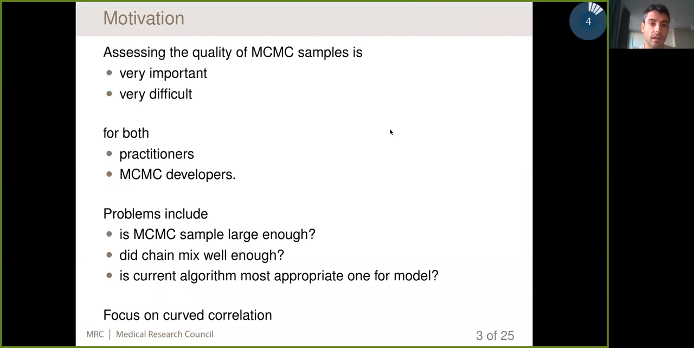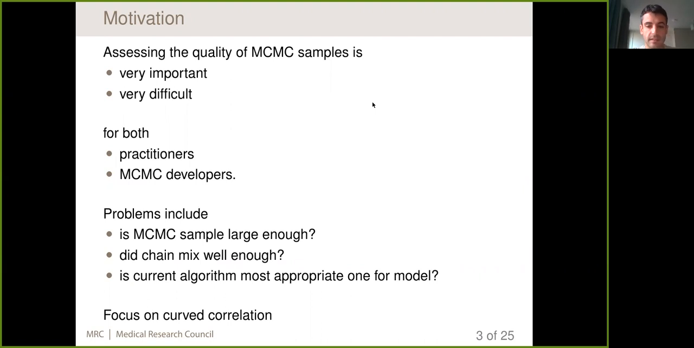In general, assessing the quality of MCMC samples is very important and yet a very difficult task for both practitioners and MCMC developers. Problems that these people may face include, for example, questions like is the MCMC sample large enough, or did the chain mix well enough, or is the current algorithm the most appropriate one for the model I'm analyzing, and so on and so forth, right? This is all very general.